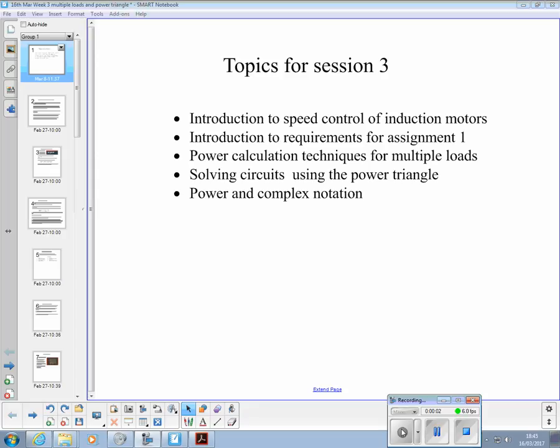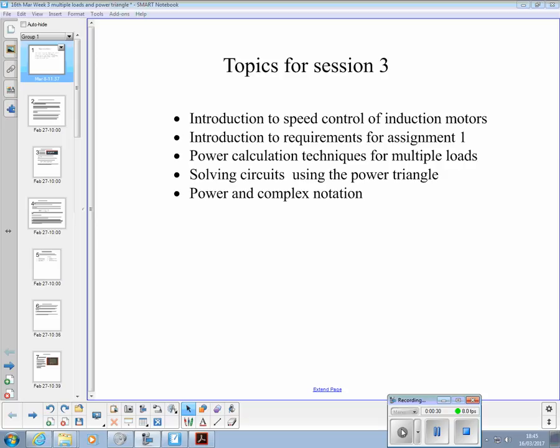Topics for session 3. What we're going to do tonight is I'm issuing you with the assignment tonight. You'll be well pleased for that, right? And to start, first thing we're going to do, we looked at induction motors last week, so we're going to have a look at a little bit about speed control of induction motors this week, just to give you a flavour of that for your research for the assignment.